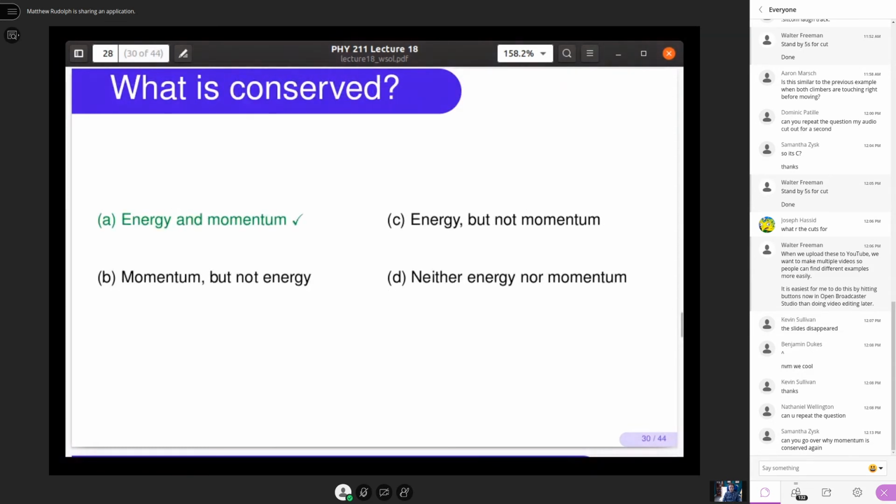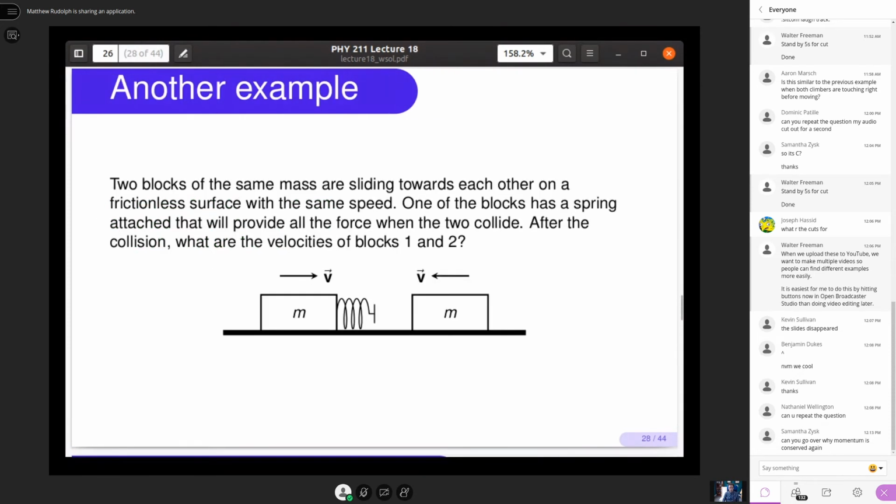Why is momentum conserved? When they collide with each other, to not conserve momentum, you need an external force that acts on the system for some time in the direction that you care about. I care about the horizontal direction here. There's no external force in this case. If it's frictionless, there's no friction acting. Gravity and the normal force are vertical, so they're not going to change the momentum in the horizontal direction. The spring is internal to the system, and so the combined momentum of the two blocks has to be conserved.